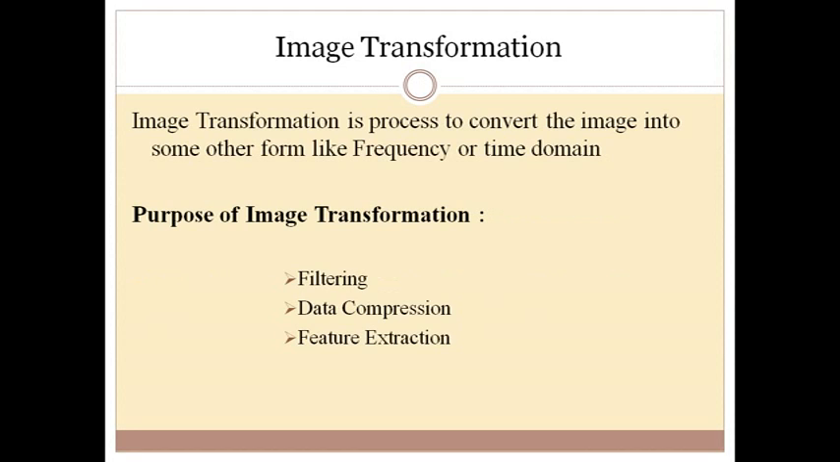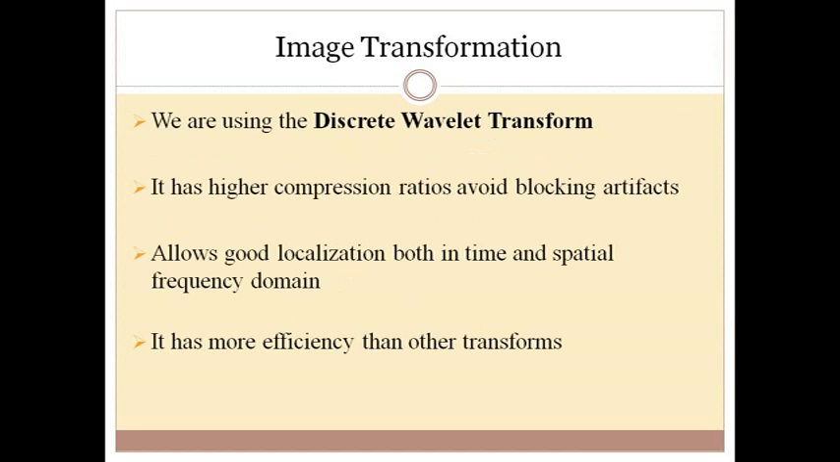Generally, image transformation is the process to convert the image into some other form like frequency or time domain. The purpose of image transformation is filtering, data compression and feature extraction. In our project, we are using discrete wavelet transform because of its high efficiency compared to other transforms.